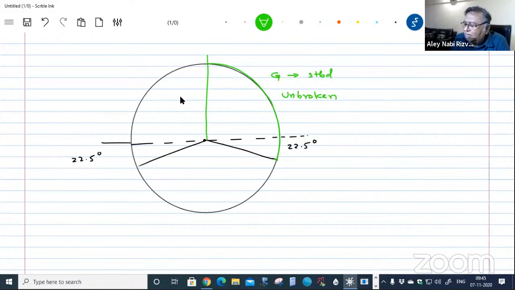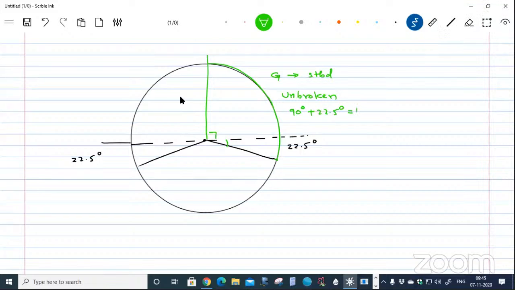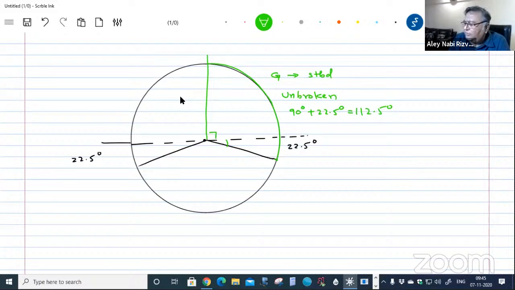Can you give me the arc of the horizon? What should be the arc of horizon? 90 degrees plus 22.5 degrees. How much do you get? 112.5 degrees. All right. And so fixed, when you see from right ahead, you should be able to see 22.5 degrees above the beam.